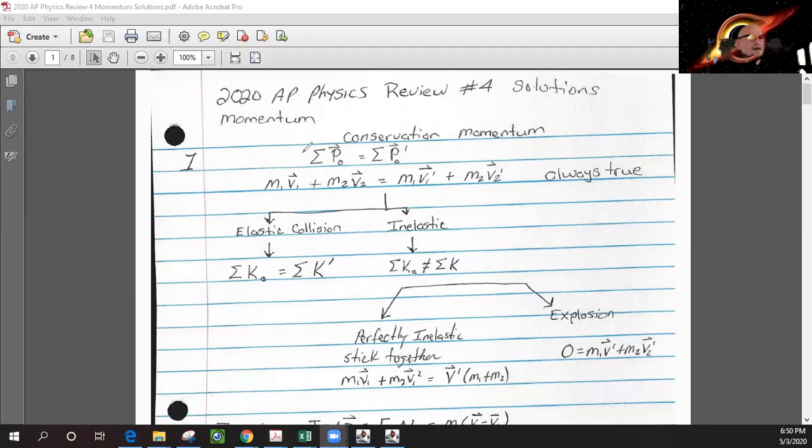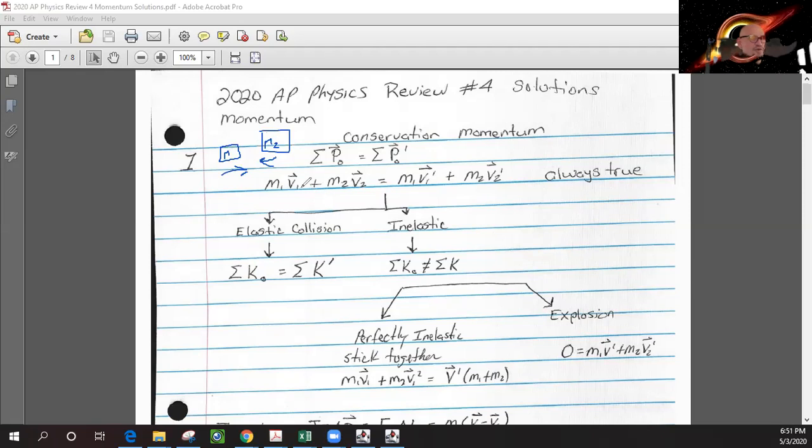Remember, conservation of momentum is a fundamental law. This is always true for any type of collision. The sum of the momentum before a collision always equals the momentum after a collision. So we might have M1 going in this direction, and another object, M2, going that way, and they're going to collide.